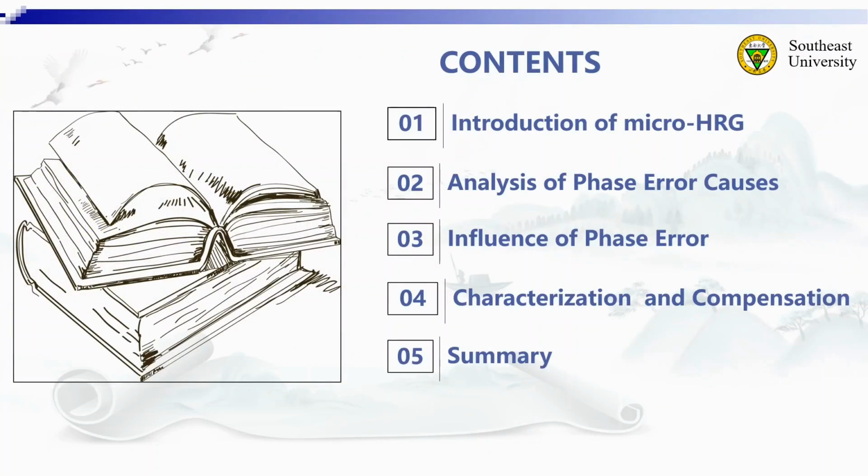This is the content of this presentation. This presentation contains 5 sections, respectively: the introduction of the micro HRG, analysis of the phase error causes, influence of the phase error, characterization and composition, experiment for phase error, and finally, the summary of this research.